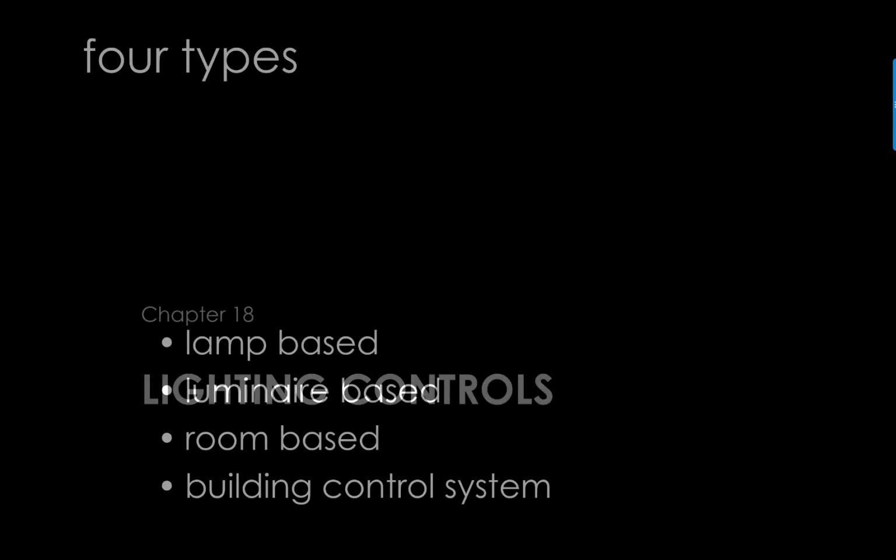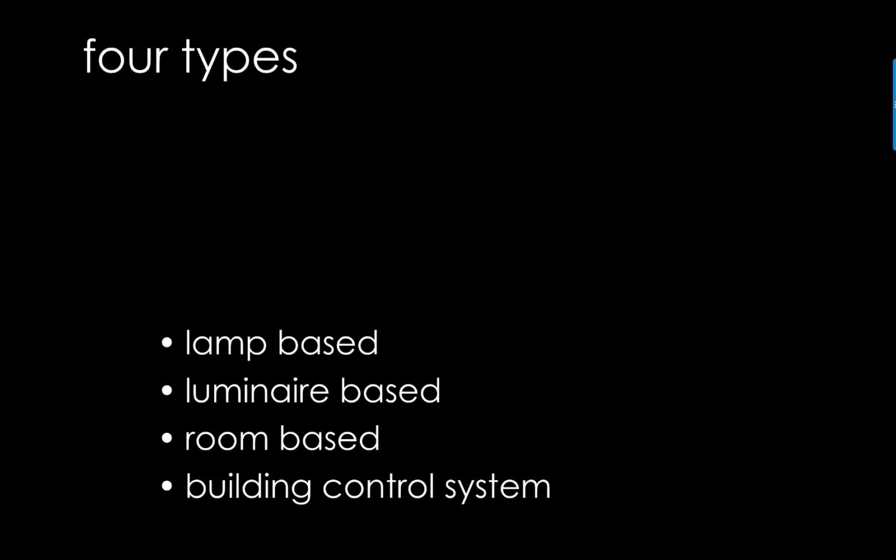Welcome to lecture number 6 for our lighting class. This one is on controls and documentation. And first of all, chapter 18 of our text is on lighting controls. These are otherwise known as switches. And there are basically four different types.